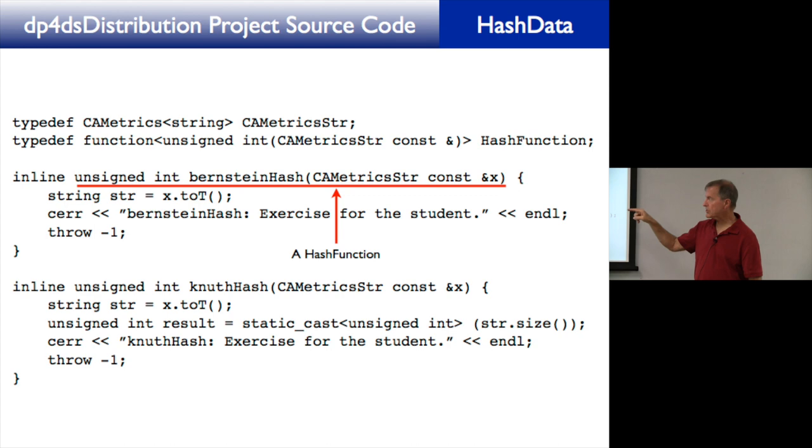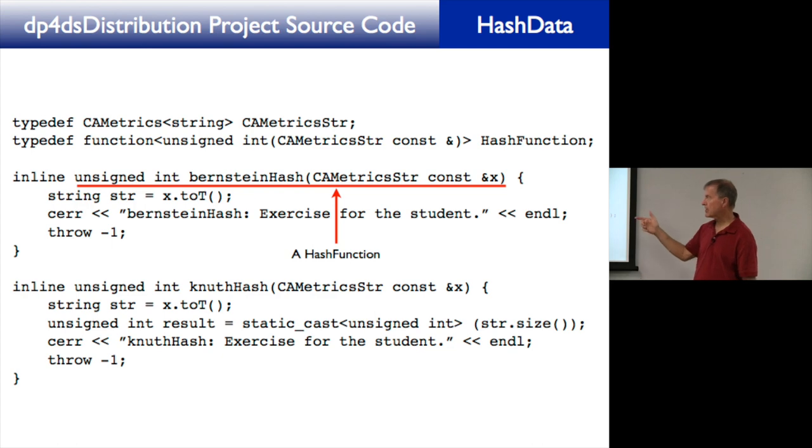Now look, what's the first line in the Bernstein hash function right after the inline unsigned int? What is that statement? String str gets what? x.2t. Now what is that x.2t? That is a method of CAMetric that returns the data part of it. Are you with me? So that's where that comes from. If you go back and look at the CAMetric, that's a method that returns that. So this is how we get a hold of our string, str. Are you with me on that? Okay, so that part's given.